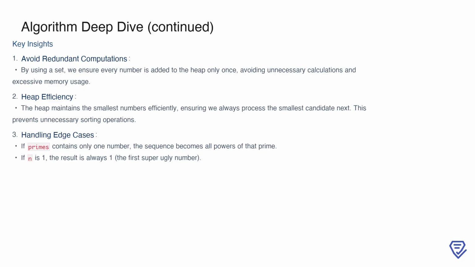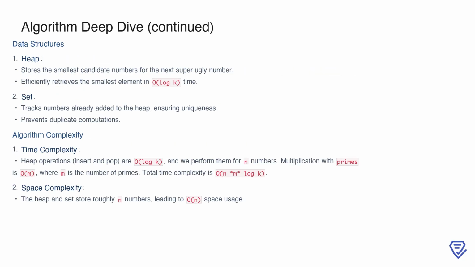Additionally, it's important to handle edge cases carefully. For example, if the list of primes contains only one prime, the sequence will consist of powers of that prime. Similarly, if n is 1, the result is always 1, as this is the universal first super ugly number regardless of the primes provided. The core data structures in this algorithm are the heap and the set.